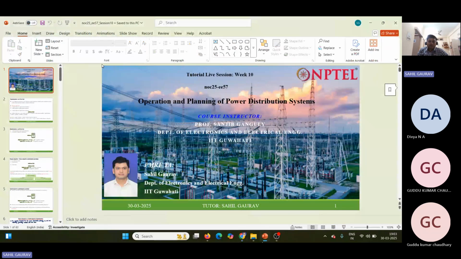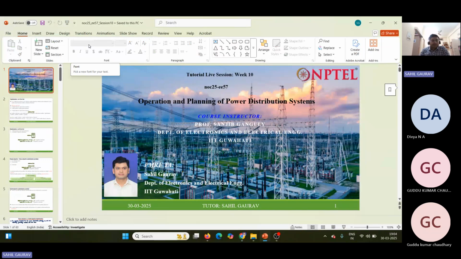So let us begin today's session. This is live session number 10, and in today's session we are going to see the basics of optimization. In the last session we have seen the power distribution planning, and the economic aspects in power distribution system. We have seen what is the future and present worth of any component or element, and we have solved problems based on that.